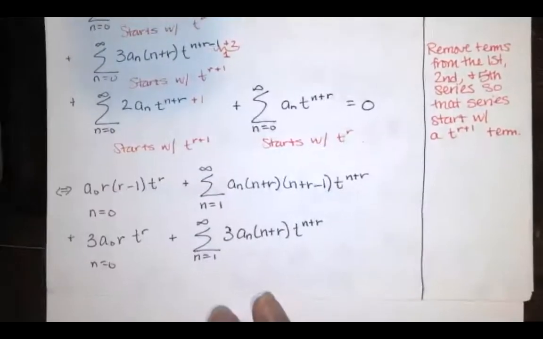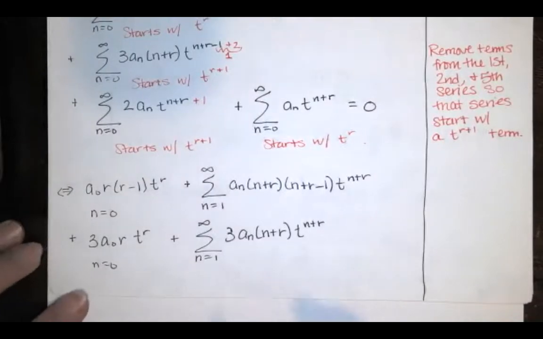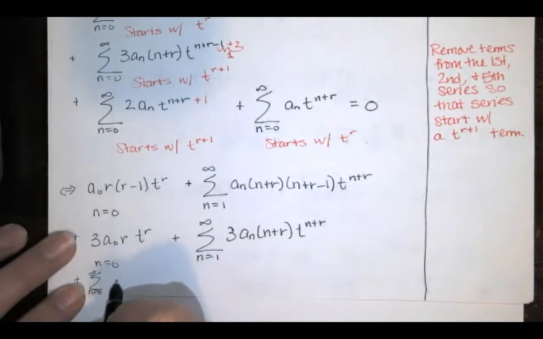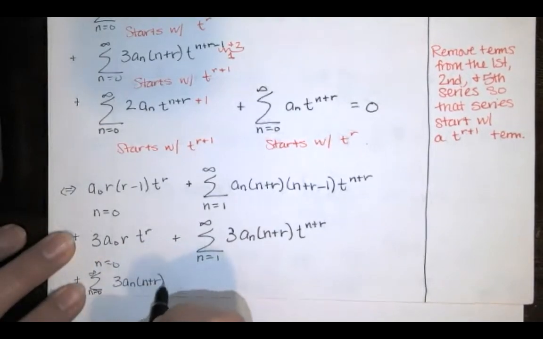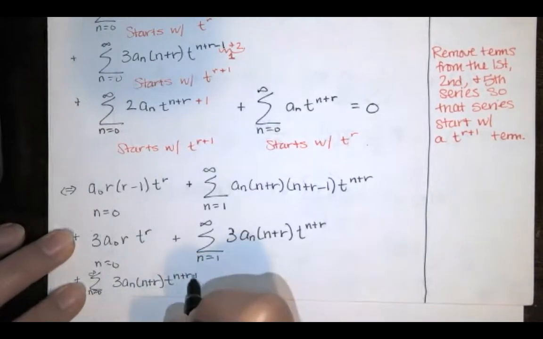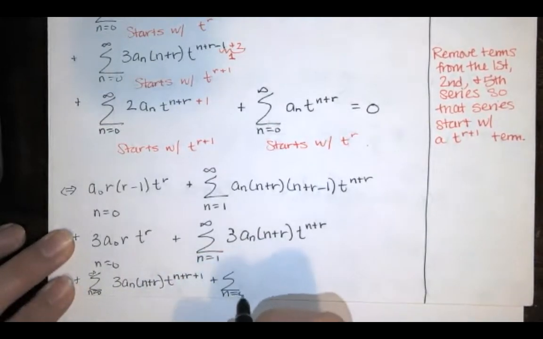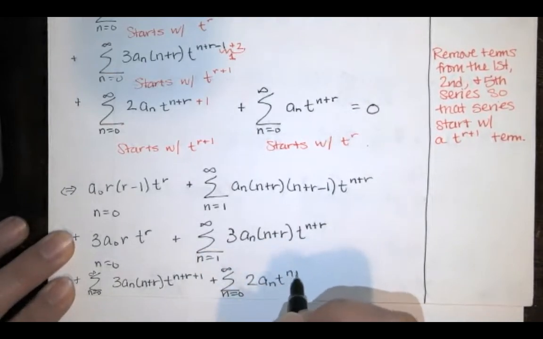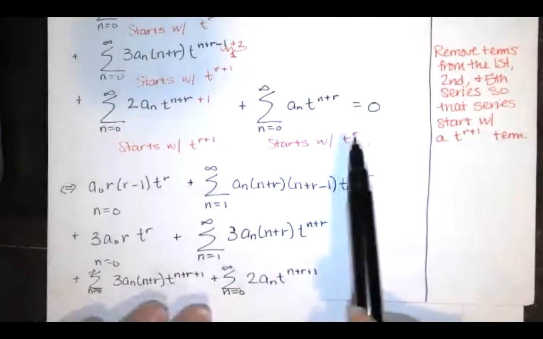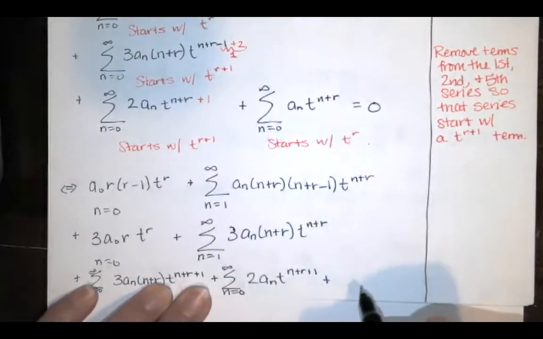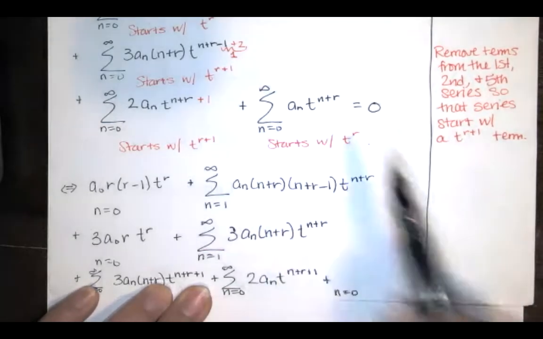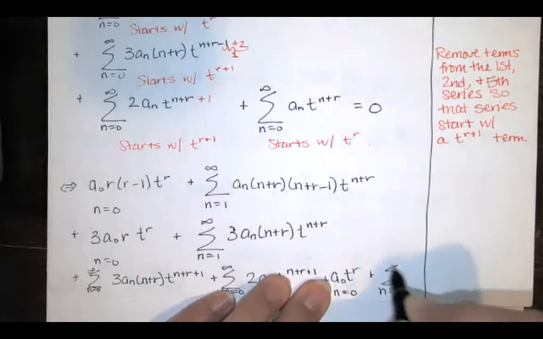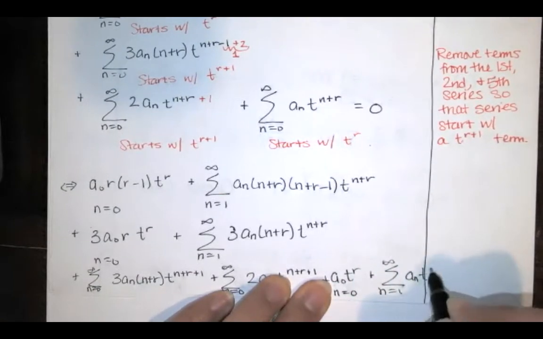And the third and the fourth already start with a t to the r plus 1. So we can just write those down. Not really doing anything there. Now for this last one though, that starts with a t to the r. So we'll take out the n equals 0 term. When n equals 0, we have a sub 0 times t to the r, and then the rest of the series looks exactly the same, but we just start with n equals 1.